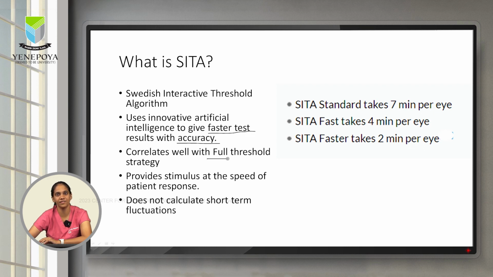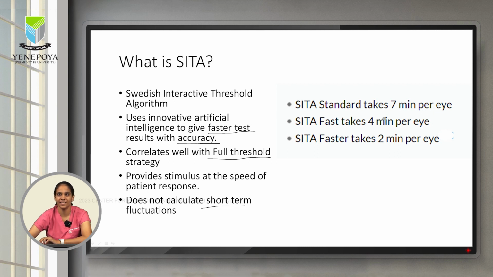It will correlate well with the full threshold strategies also, and the speed of the stimulus is provided based upon the patient response also. There is not a standard speed of the stimulus. The machine will recognize the speed at which the patient is able to recognize the stimulus and then present accordingly. It does not calculate short-term fluctuations.